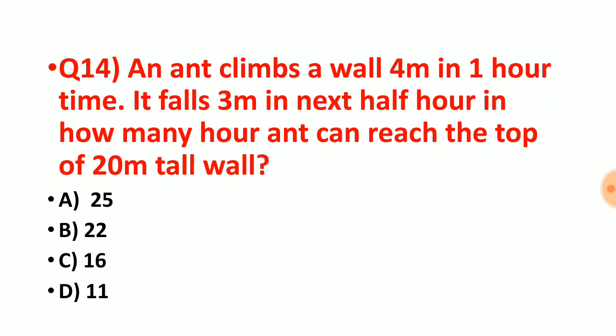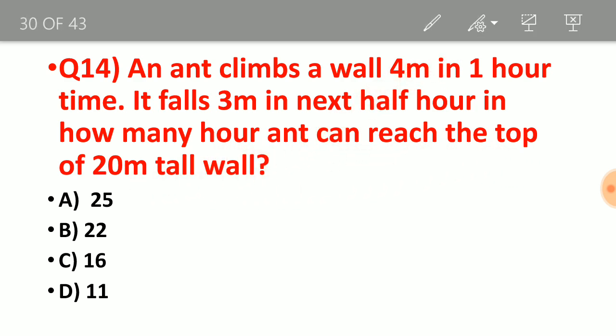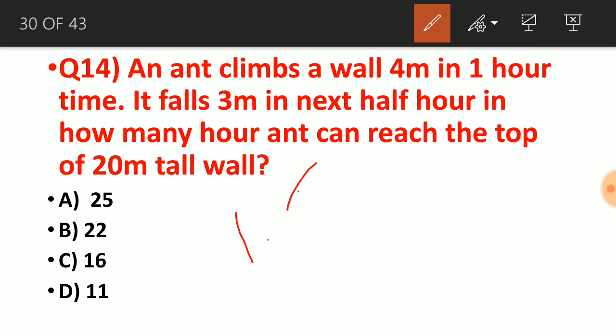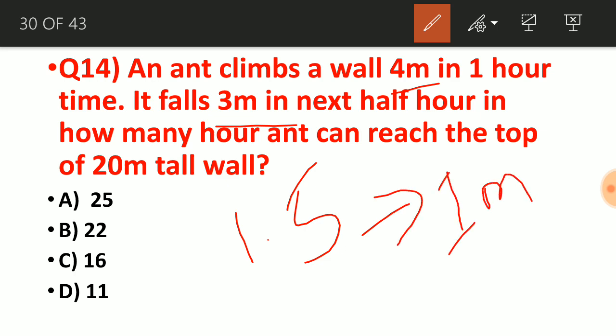Question number 14. An ant can climb a wall 4 meters in 1 hour and it falls 3 meters in the next half hour. In how many hours can it reach the top of a 20-meter wall? So here in 1 hour it goes 4 meters, in half an hour it falls 3 meters. So in 1.5 hours it climbs 1 meter. For 20 meters, it has to climb the 20-meter tall wall.